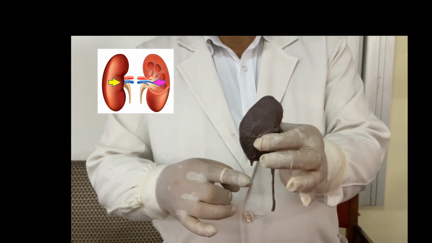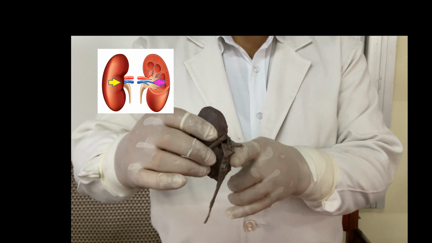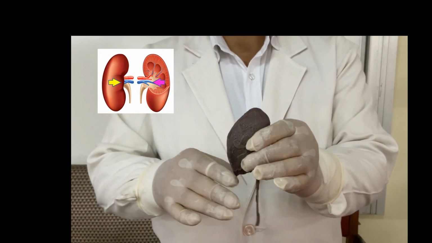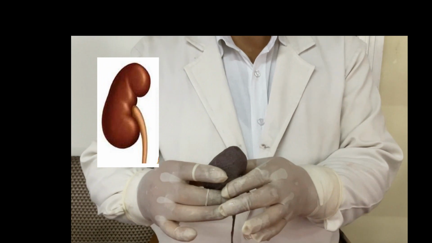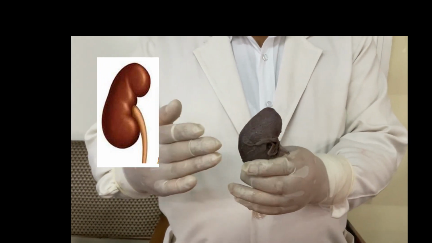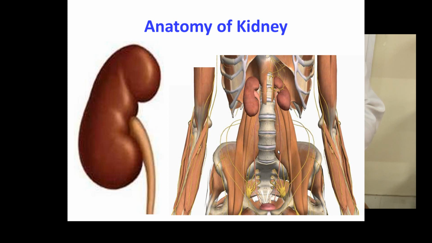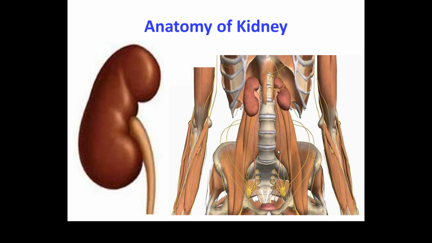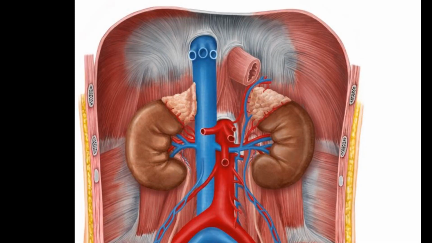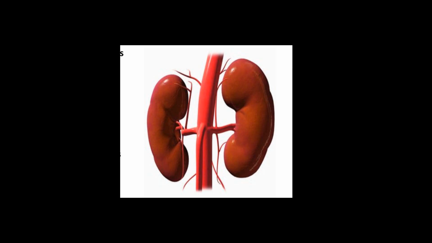It has got upper pole, lower pole, medial border which is concave, and lateral border which is convex. The shape of the kidney is bean shaped, or we say bean is kidney shaped, and two surfaces are anterior surface and posterior surface. Posterior surface rests on psoas major, minor, and quadratus lumborum. The upper pole of both kidneys is related to suprarenal gland.